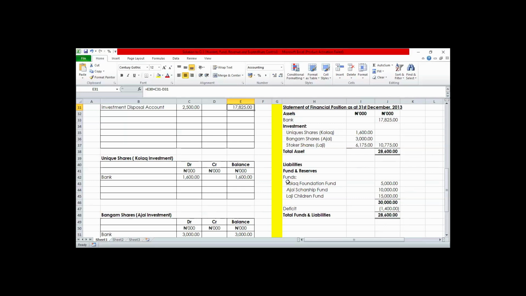While all the funds we gathered from all the organizations, 5 million, 10 million, and 15 million, we have 30 million. We take out the deficit from the income statement, which is how much? 1.4. When we deduct it, we have 28,600,000.